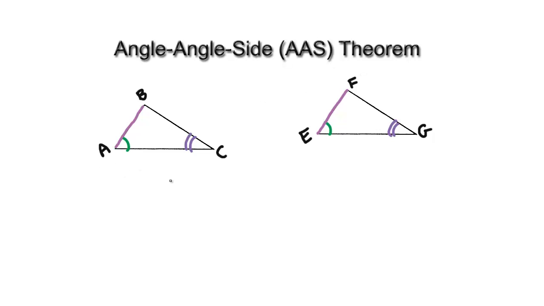And with that said, if we have an angle, angle A is congruent to angle E, and another angle, angle C is congruent to angle G, and a non-included side, AB, is congruent to the corresponding non-included side, EF, then that's enough information to prove that triangle ABC is congruent to triangle EFG. Alright, and that's because of the angle-angle-side theorem.